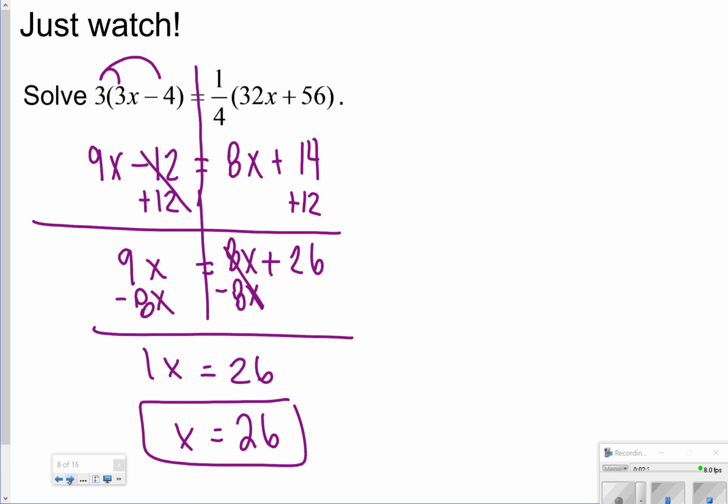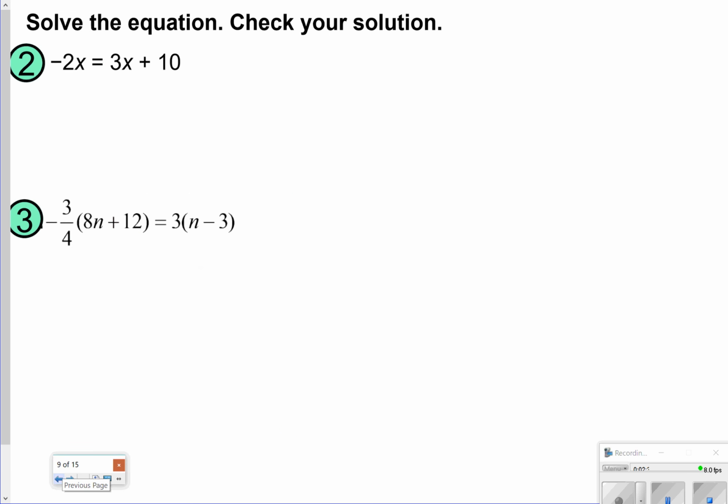Okay? Here are 2 that you're going to get to try. So again, number 2, you don't have to simplify anything on either side. You're just going to move variables to one side and solve for x. But number 3, you will need to distribute and then start moving variables and constants to opposite sides. Go ahead and pause the video now so you can try them out, and once you're done, click play to check your work.